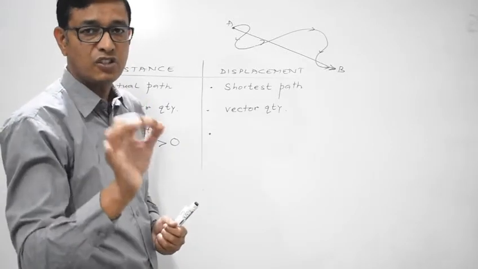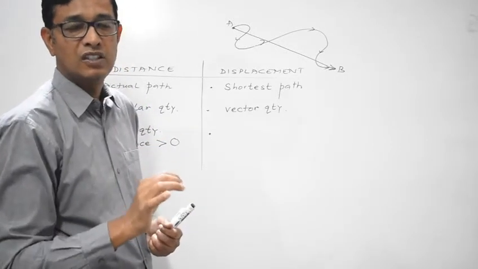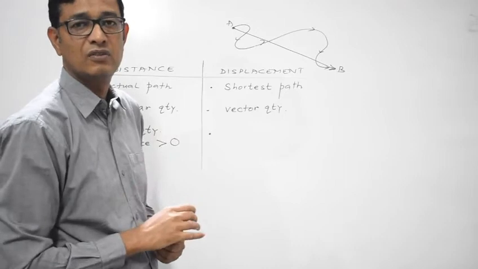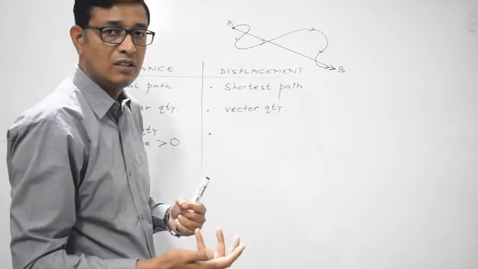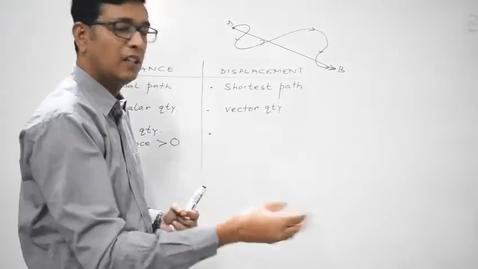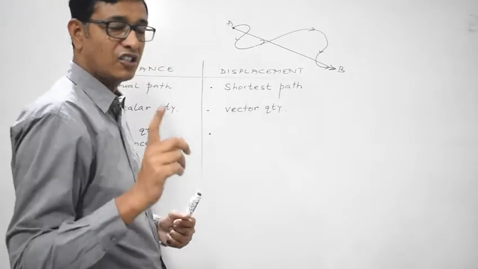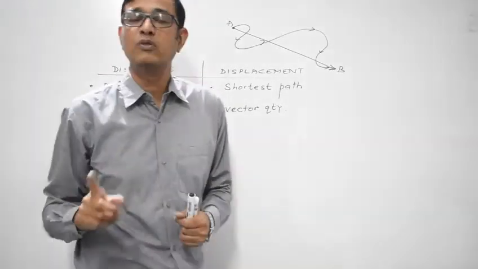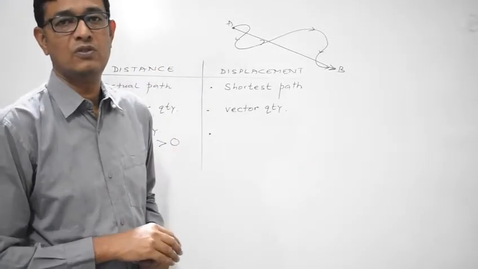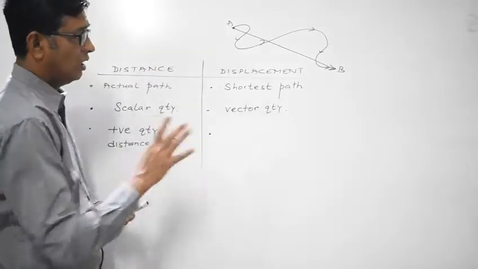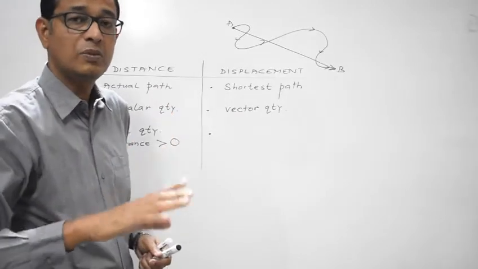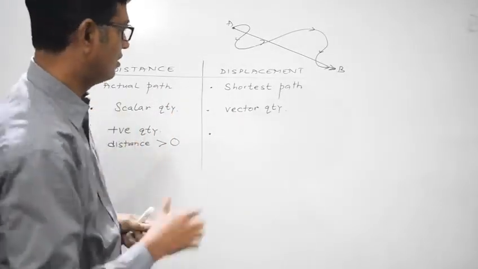So whenever such a scenario arises where the initial point coincides with the final point, or the initial position of the body coincides with its final position, in such a case the displacement of the body would be 0. Right? I'll give you an example where the displacement can be negative as well.